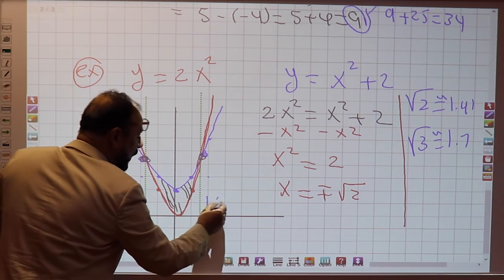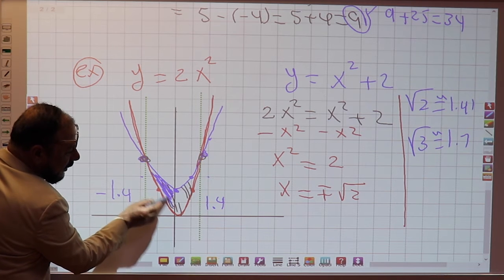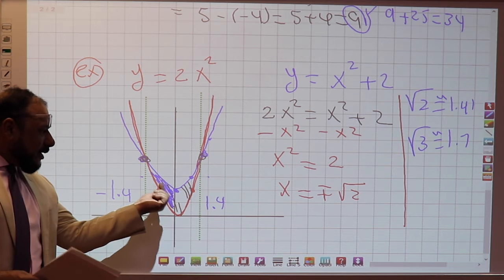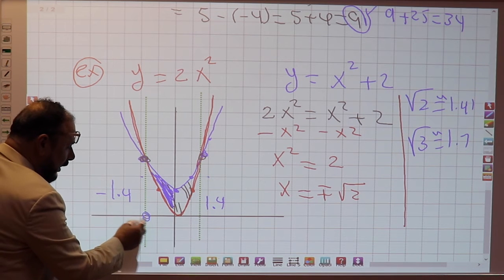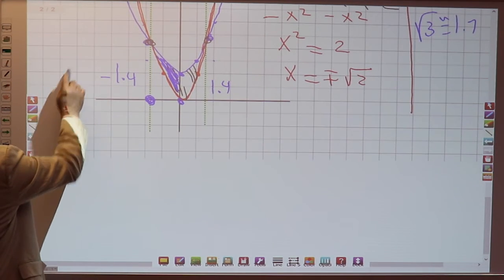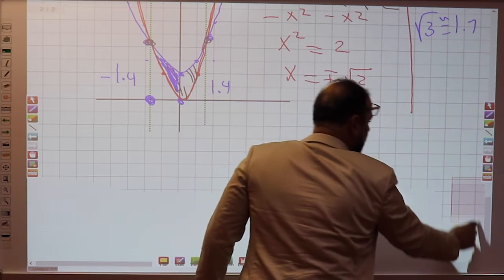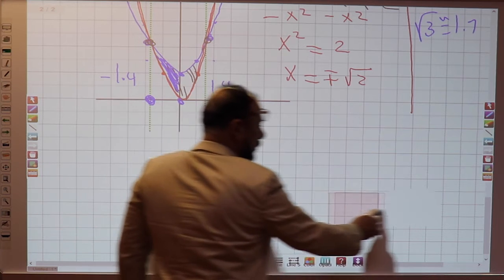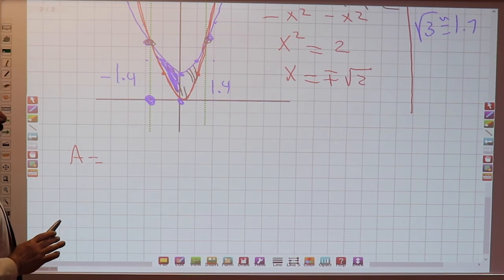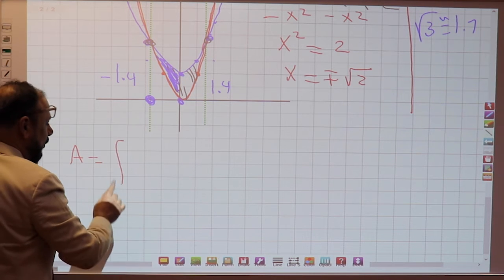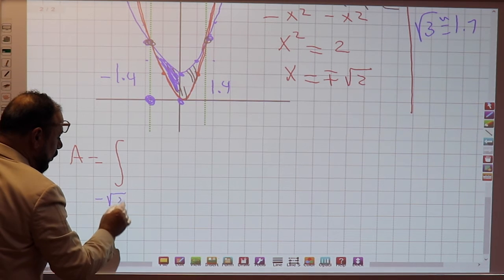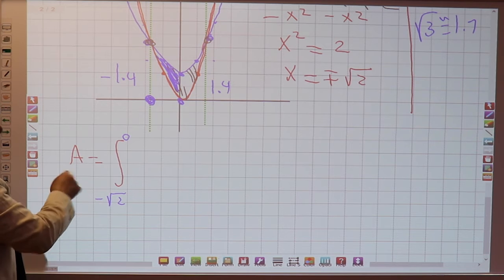I'm going to tell you something, you can play smart. You see this area, Ismail, from here to here? It's exactly the same as that, because the quadratic function has symmetry about the y-axis. This area and this area are the same. I can do my integration from negative 1.4 to 0, then multiply by 2. Then it's easy for me to do the integration. My area is all above the x-axis, so I don't have to worry about the negative sign. I can leave it as negative square root of 2 to 0, and when I finish, I'm going to multiply the answer by 2.